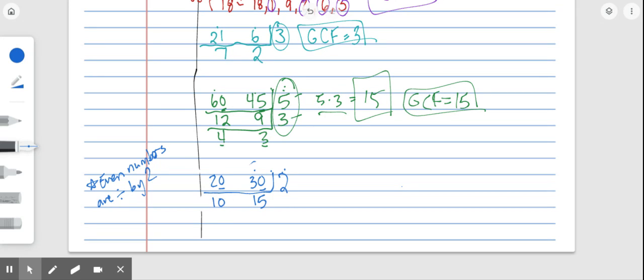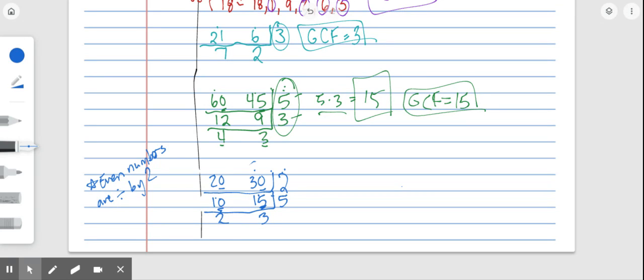Notice I keep these numbers that I have divided directly underneath the previous number. So 15 times 2 is 30, 10 times 2 is 20. Okay. 10 and 15 both have a common factor, so I'm going to do a second rung. I know 10 ends in a 0 and 15 ends in a 5, which means they're both divisible by 5. Okay. So I do 15 divided by 5, which is 3, and 10 divided by 5, which is 2.